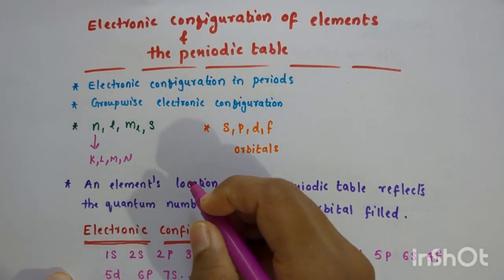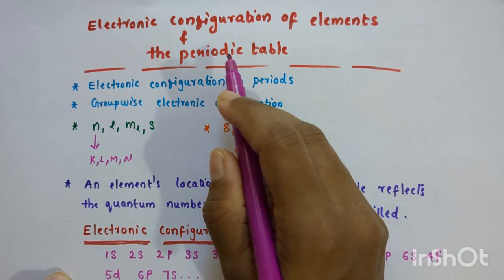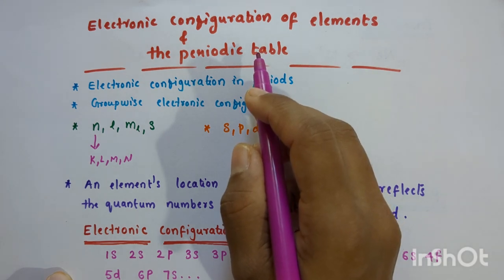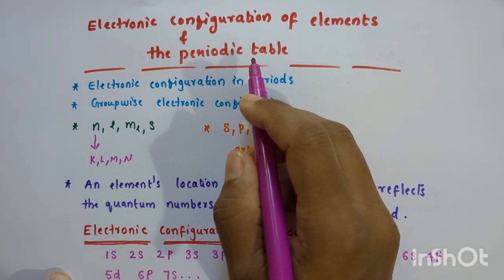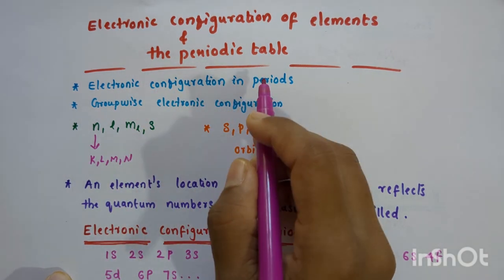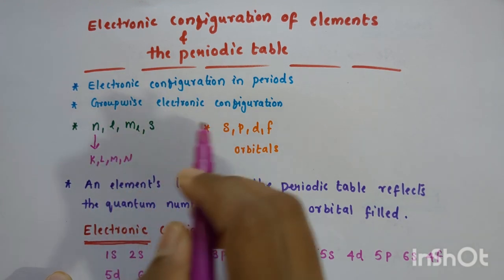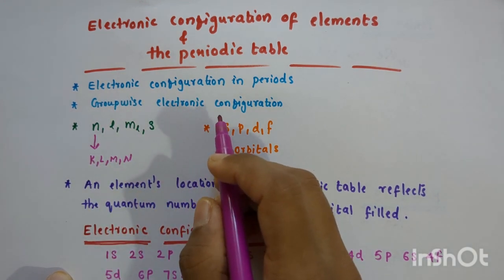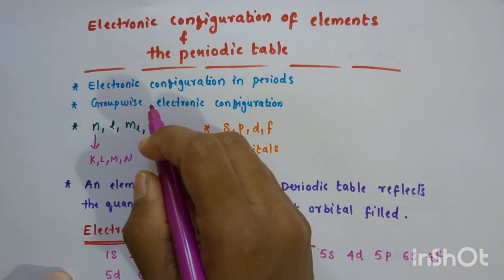Hello everyone. In this video, we are going to discuss the electronic configuration of elements and the periodic table from chapter 3, Classification of Elements and Periodicity in Properties, Class 11 Chemistry. We will be discussing the electronic configuration in periods as well as the electronic configuration in groups, that is, group-wise electronic configuration.